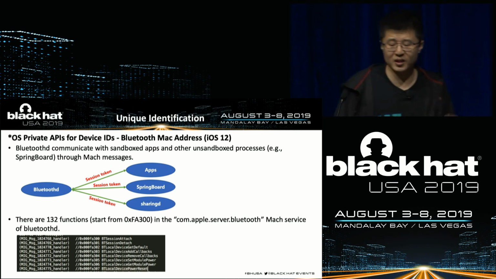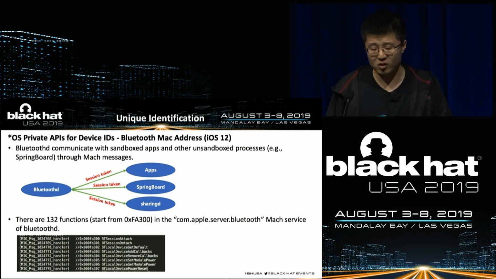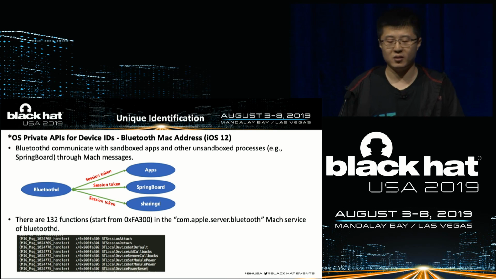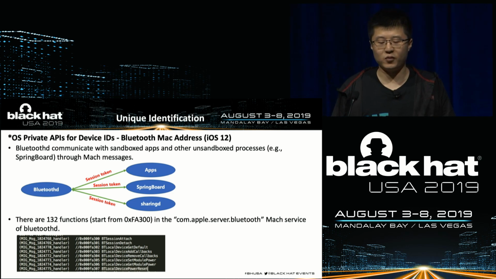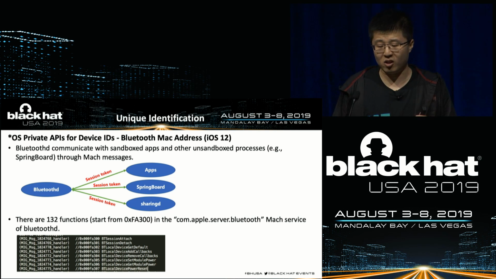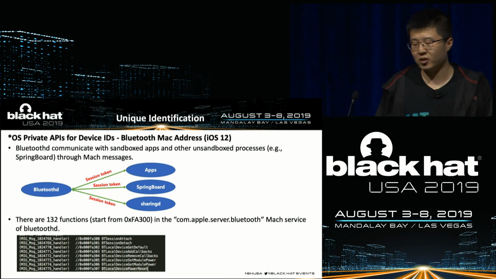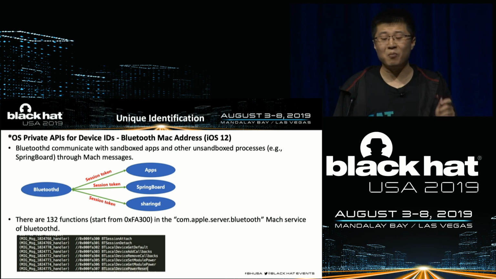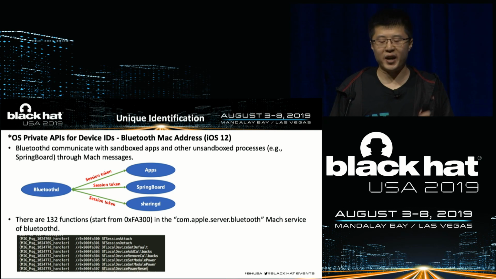So Bluetooth D is a daemon which handles Bluetooth-related requests. Bluetooth D communicates with sandbox apps and other non-sandbox processes, for example, Springboard. It runs a Mach service called com.apple.server.bluetooth, and there are more than 100 functions in this Mach service. We can analyze these methods by disassembling the Bluetooth D binary.